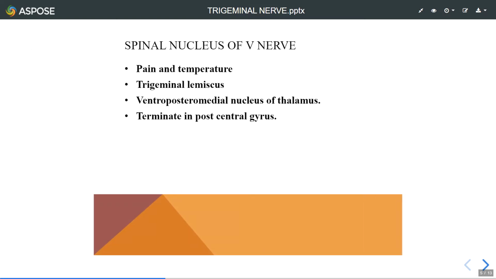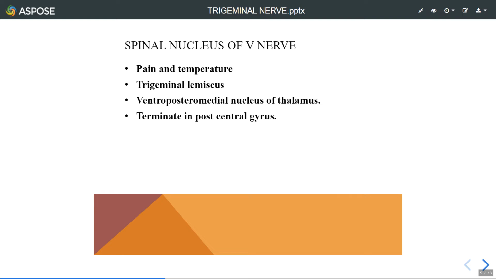First of all, we are going to see about the spinal nucleus of fifth nerve, which carries impulses of pain and temperature. The crossed fibers are called the trigeminal lemniscus, which go to the ventroposteromedial nucleus of thalamus for relay and terminate in the lower part of the postcentral gyrus.